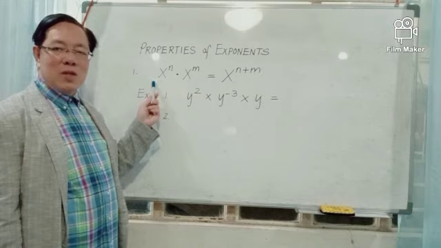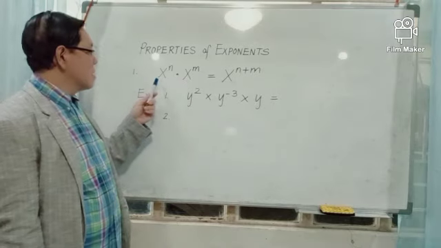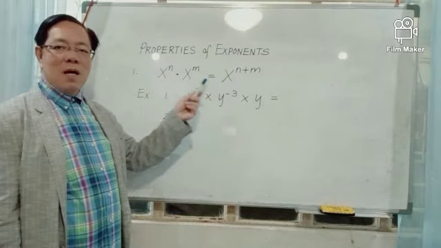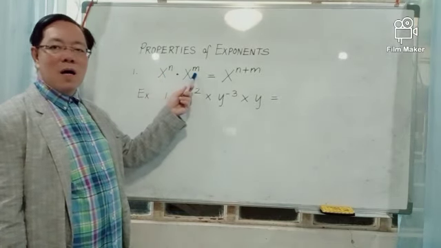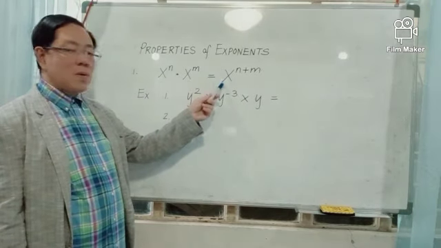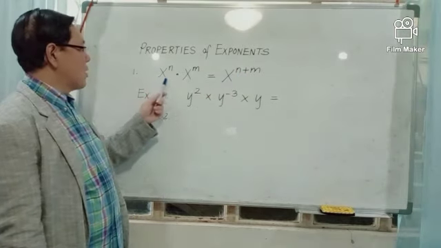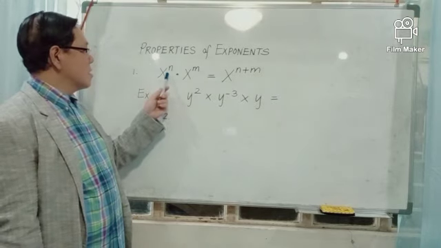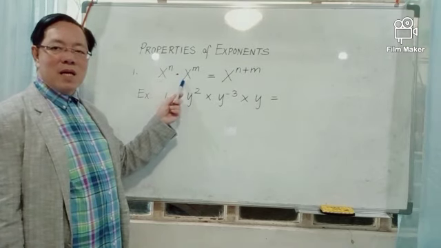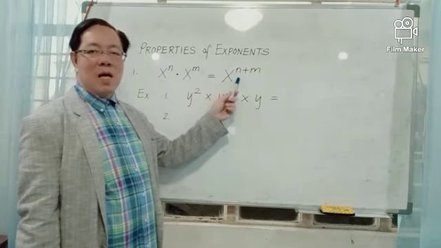By this property, when you get the product of two exponential notations or two exponents, you copy the common base. The common base here is x, and you add the exponents of the base x. Copy the common base x, and the exponent of x is the sum of the exponents of the base from the left side. The exponent of the first base x is n, and the exponent of the second base x is m, and the sum is n plus m.